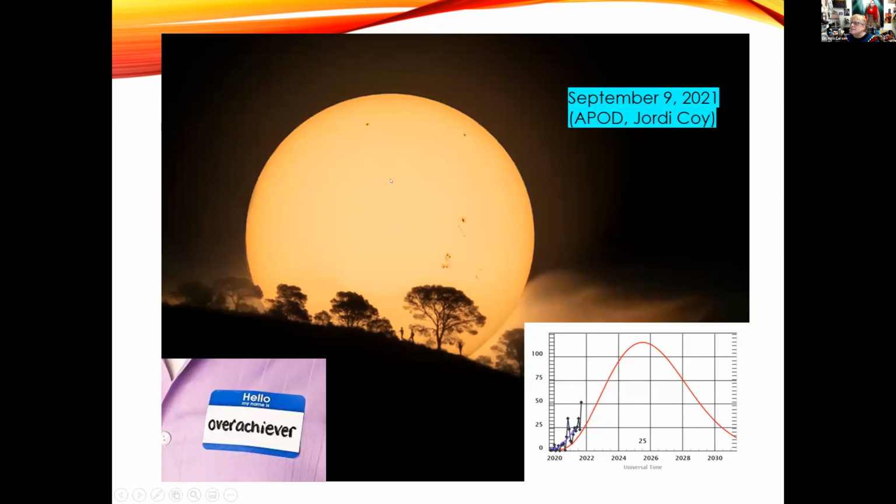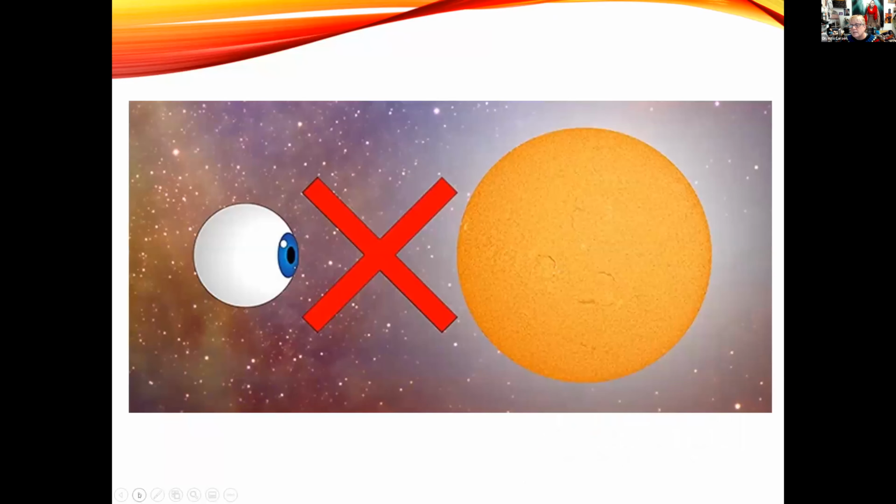And in fact, this beautiful picture from the Astronomy Picture of the Day from September 9th, 2021 shows a huge smattering of sunspots, much more than you would expect for this early in the solar cycle. So this solar cycle is, at least so far, a bit of an overachiever. Here in red is what they expected, and the actual data shows that the sun has been overachieving on what was predicted.